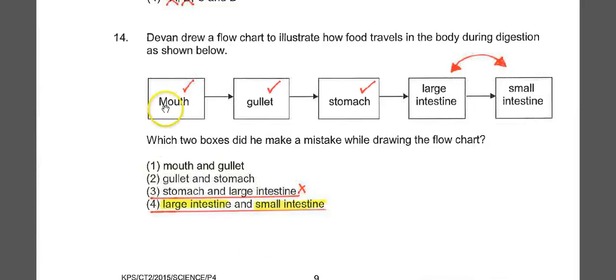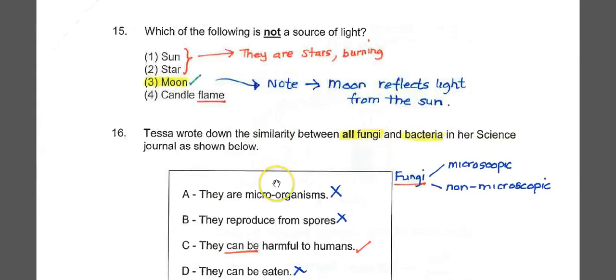This is just the flow from mouth, gullet, stomach. The change should be these two. Small intestine comes first, large intestine later. Answer is 4. Some of you may have seen this slightly differently. You thought this had to be changed. No, it is these two over here. Answer is 4.